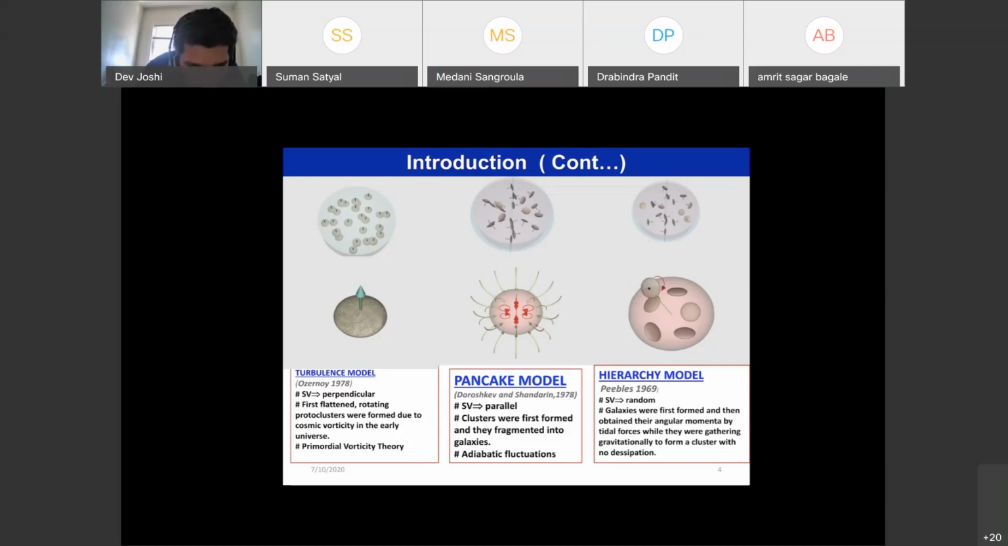Hierarchy model. This model was proposed by Peebles in 1969. In this model, galaxies are first formed and then obtain their angular momentum by tidal forces while they are gathering gravitationally to form a cluster, with no dissipation.